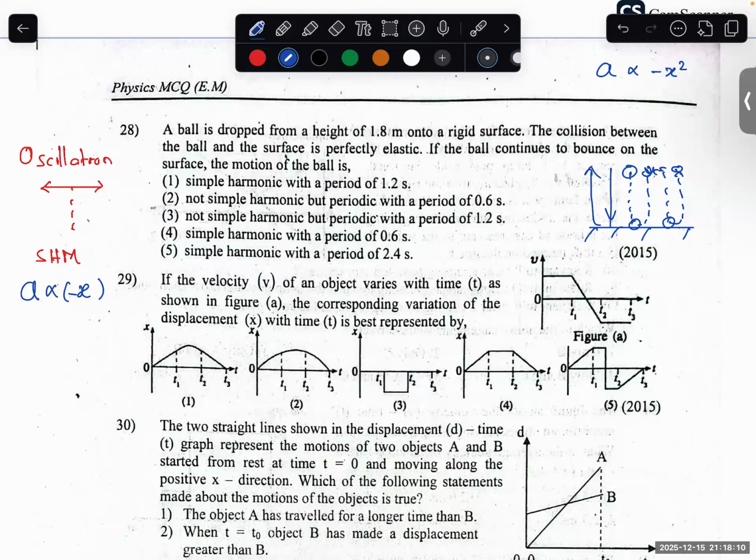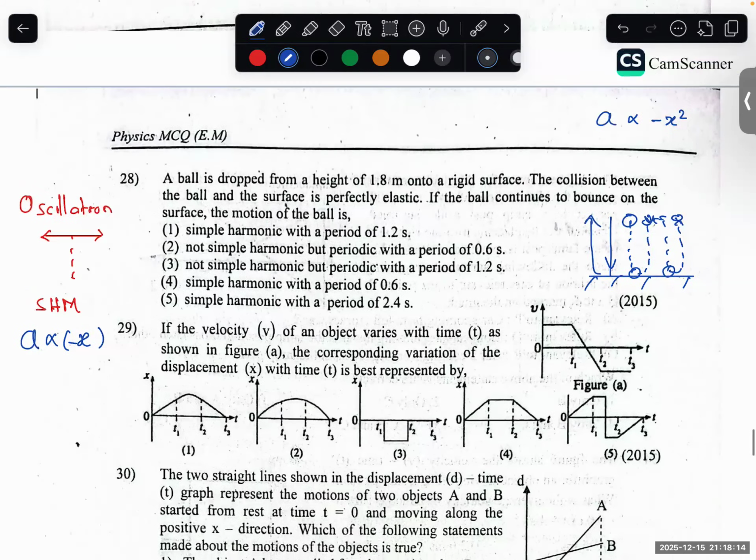So if you calculate the time, it becomes what? Tell me. You guys have to save your time. 0.6 for the fall, and on the way back another 0.6, so it's 1.2. Okay.